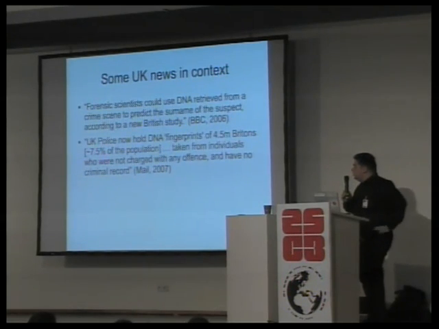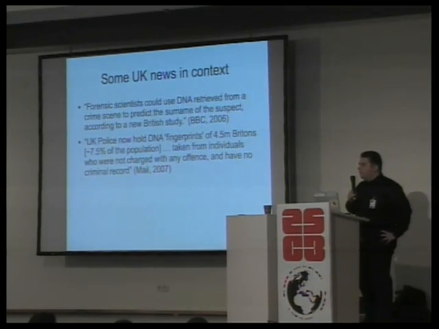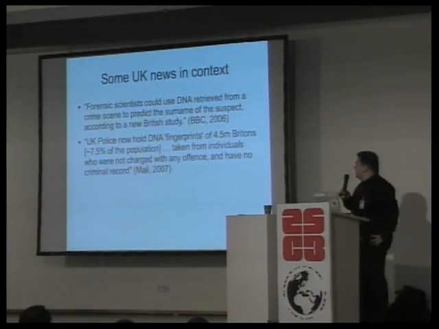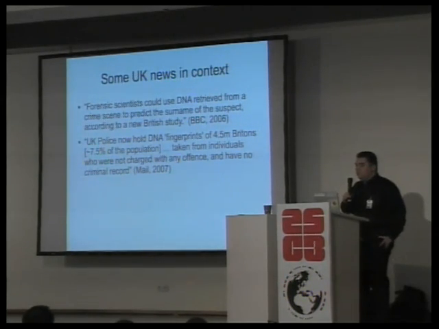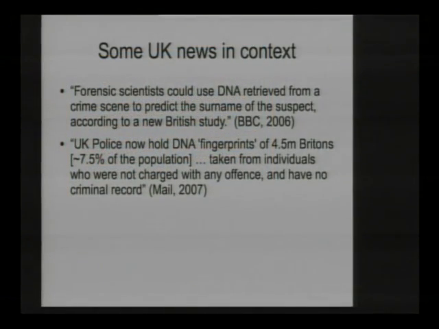This is a current situation in the UK. They're very big on these DNA fingerprints, which is a little different than genotyping or sequencing. It's a little more simplistic, but still. So they have 7.5% of the population, some say 10%, already in there. And that's people who were not even charged with a crime. They were taken to the police station for some reason, and they took the DNA and then said, okay, you can go now, we have your DNA.